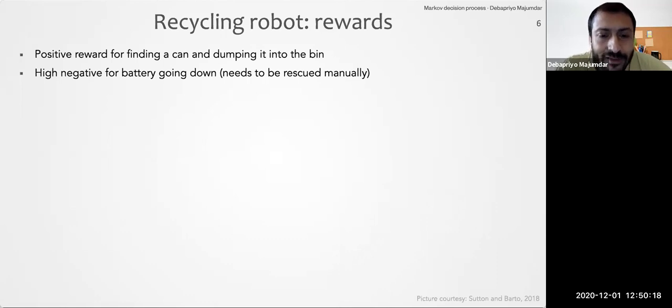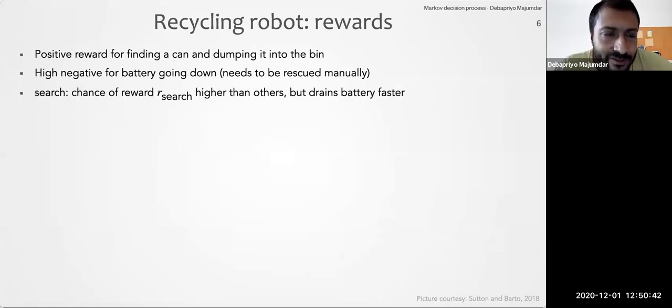So usually you find cans, you keep getting small positive rewards, and you keep doing that. That is what is ideal. Do not try to avoid this penalty. So that's what it should be. That's what should be the goal of this robot. By the way, the words goal and reward and all these things will be formalized very soon.